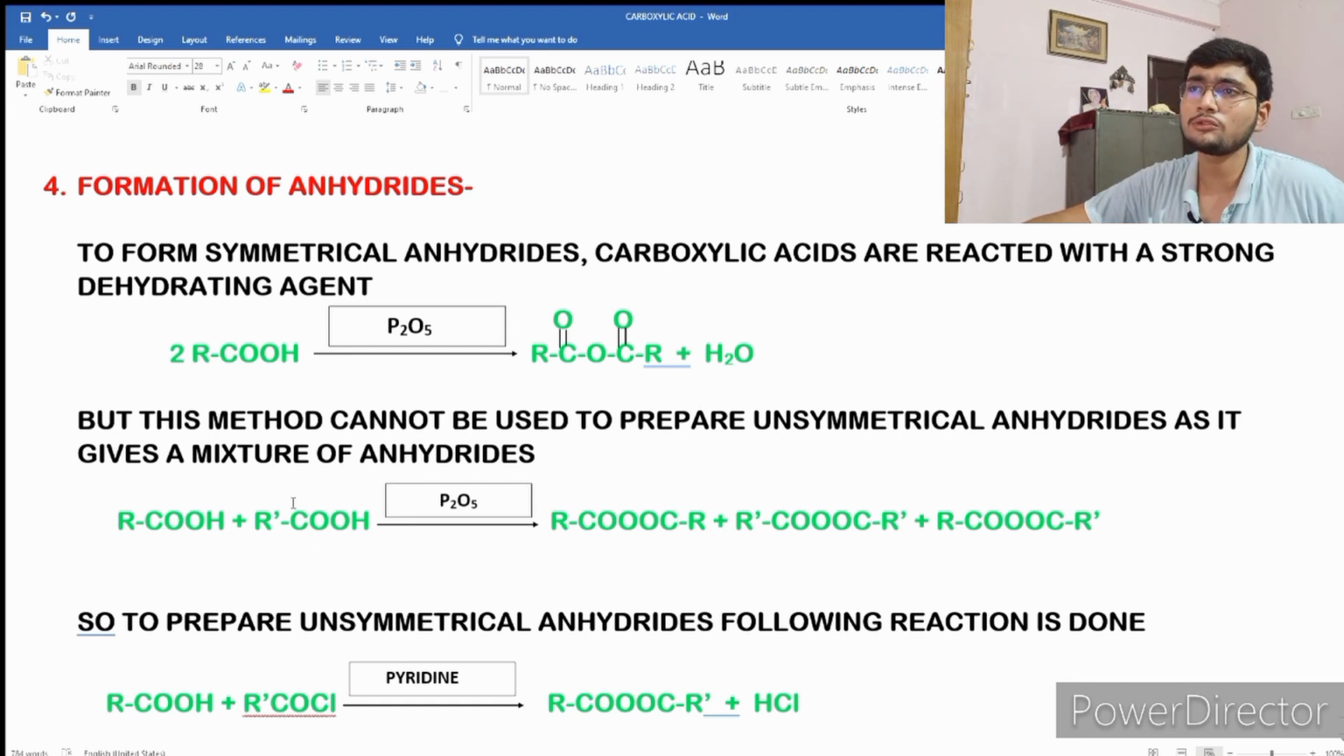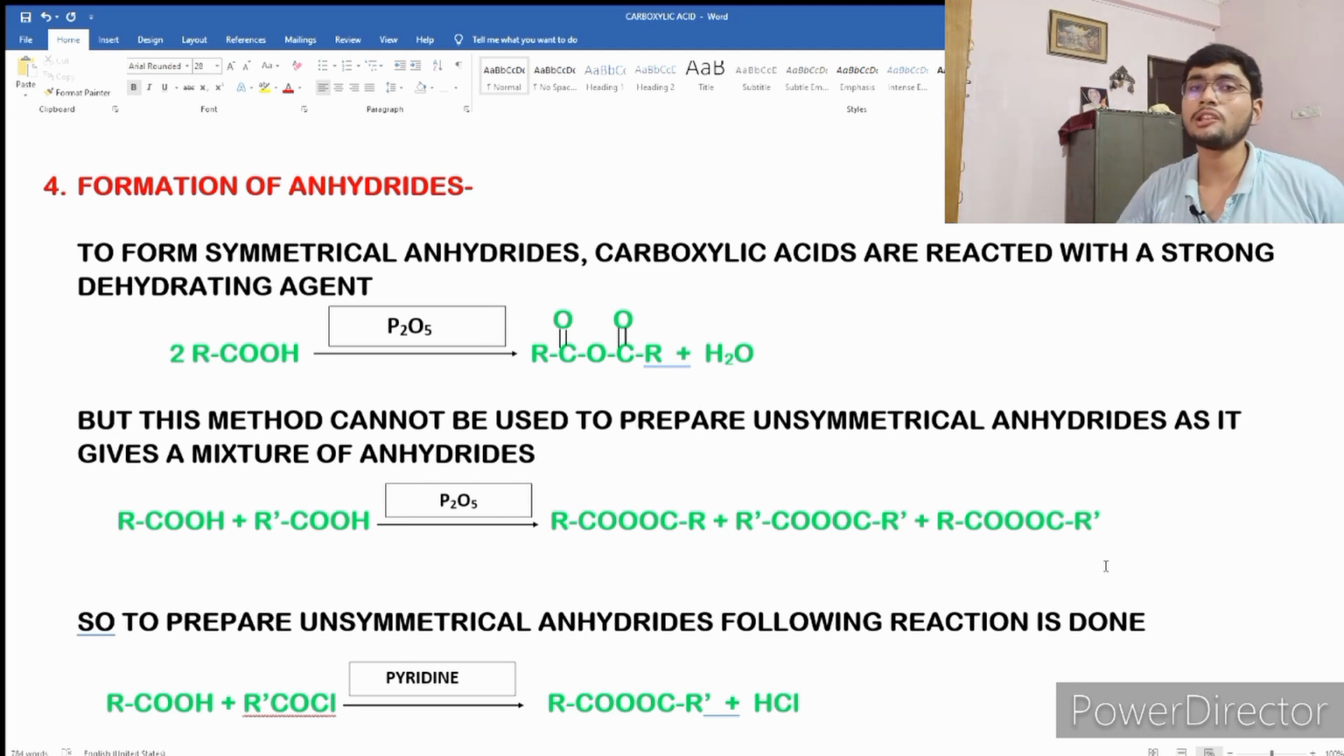As you see, here I have taken two different carboxylic acids, and when we react it with phosphorus pentaoxide, first of all the two molecules of this carboxylic acid will get dehydrated and form an anhydride, and then the two molecules of this carboxylic acid will get dehydrated and form another anhydride, and then these two carboxylic acids also get dehydrated and form a third type of anhydride. You see that this is one type of anhydride, this is the second type of anhydride, and this is the third type of anhydride. So basically there is a mixture of anhydrides, so it is quite troublesome for us to separate these three. So that's why it is not a very good method.